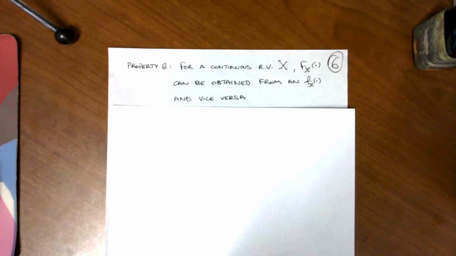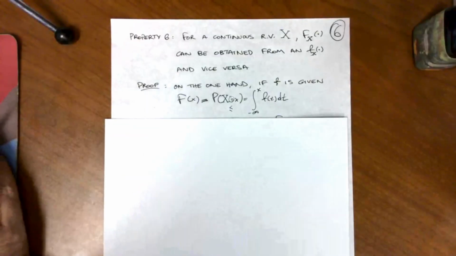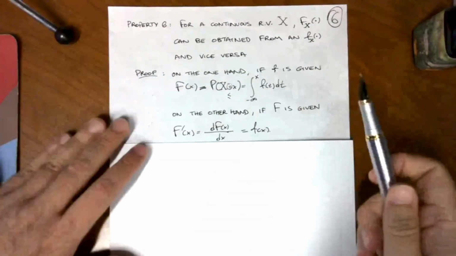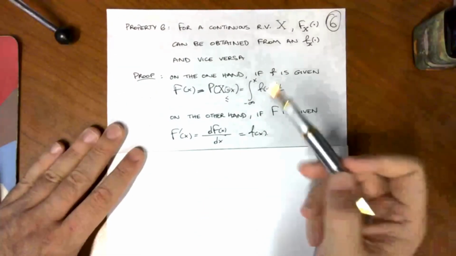The property suggests that for a continuous random variable x, the CDF can be obtained from either the PF or the PDF and vice versa. The proof of this is as follows. On the one hand, if you have a PDF, you can calculate the CDF in the way that we have been seeing up to this point.